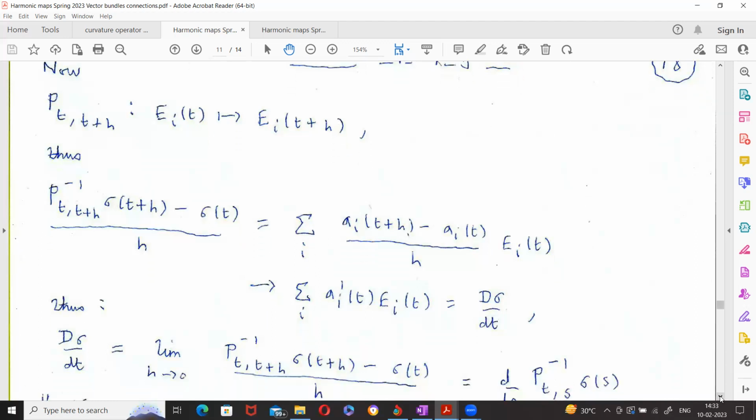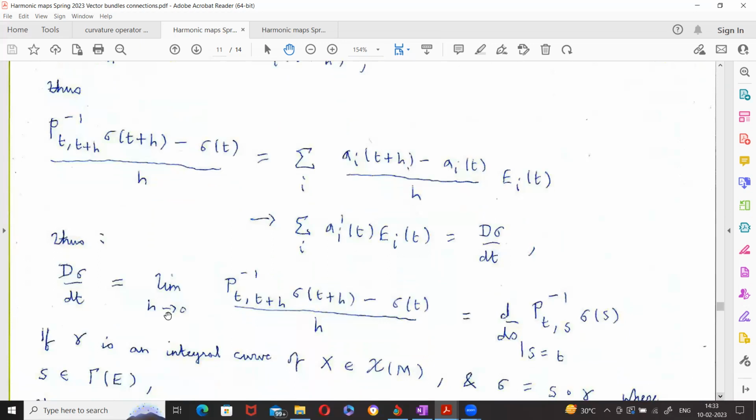And therefore, what do we get? We get that the covariant derivative, which we used to define parallel transport, can be recovered from the parallel transport maps. So capital D sigma dt, I can write as a limit h tends to 0. I take sigma at time t plus h, I parallel transport it back to gamma t, and then I subtract the value of sigma at t, and then I divide by h. As h tends to 0, this converges to the covariant derivative.